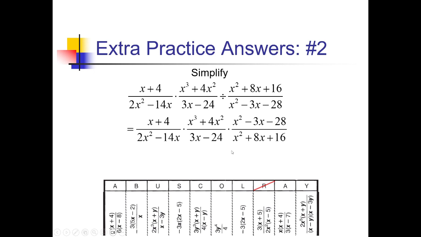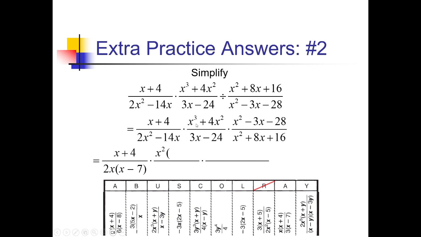All right, let's go through and factor what we can. The x plus 4 can stay the way it is, but down below here I can take a 2x out of those. That leaves me with x minus 7. For this next one in the middle, I can take an x squared out of that.